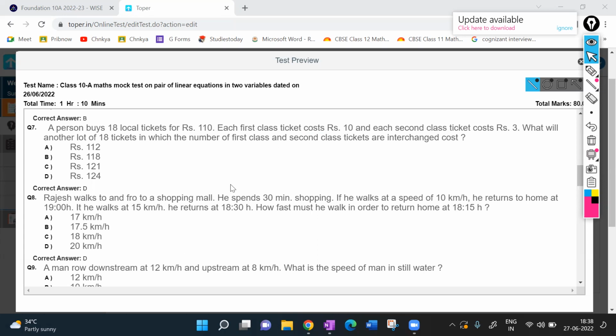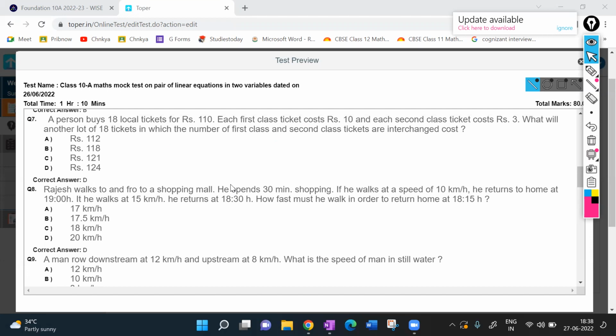Seventh question you got. Seventh question, any doubt? The answer is 124. In the seventh question, what I did, sir, I interchanged the ticket fares. First class, I got 8 tickets; second class, 10 tickets. If I interchange their fares, I'll get 120 rupees. So 124 rupees.